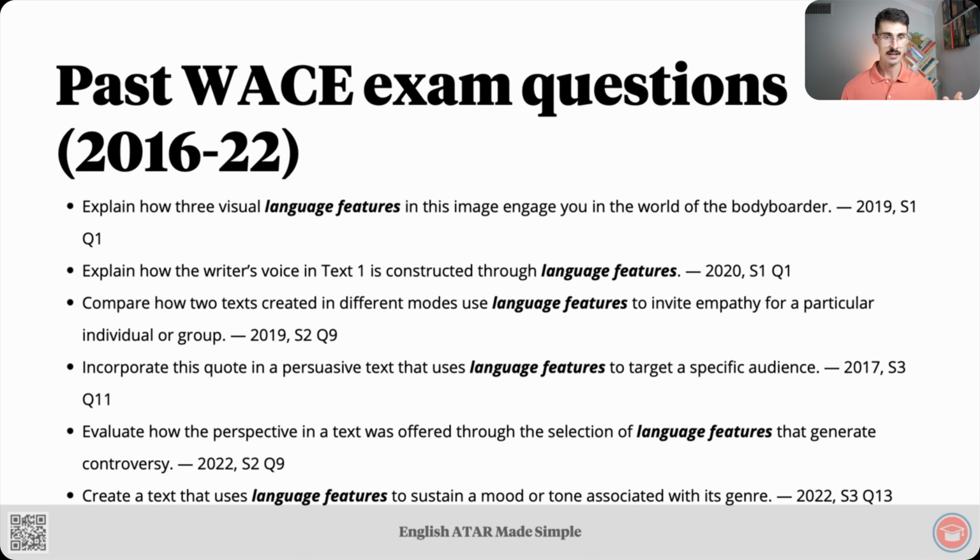So as we can see here, there are 6 instances of language features popping up in past WACE exam questions. As we'll see in this lesson, that number is actually quite deceiving. Arguably, this term is important in every single past WACE exam question.